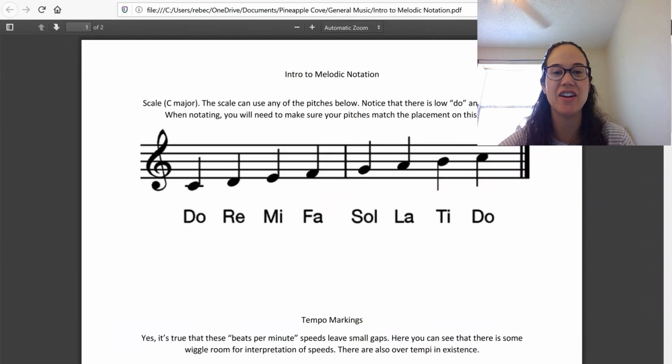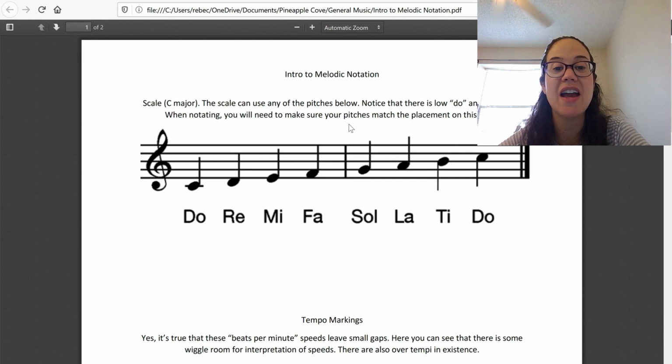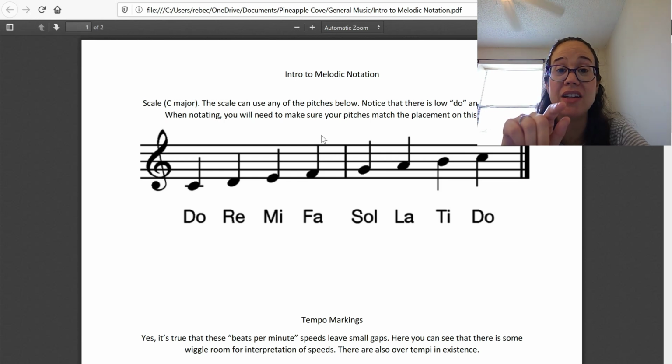Go ahead and take out your Intro to Melodic Notation page, and you don't need to necessarily print this one out, but what we're seeing first is our scale, our C major scale, because in the musical alphabet we are starting on a letter C here. The scale can use any of the pitches below. Notice that there is a low do, do, and a high do, do. When notating, you will need to make sure that your pitches match the placement on this scale.